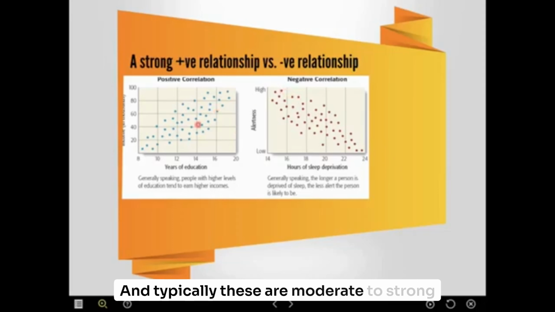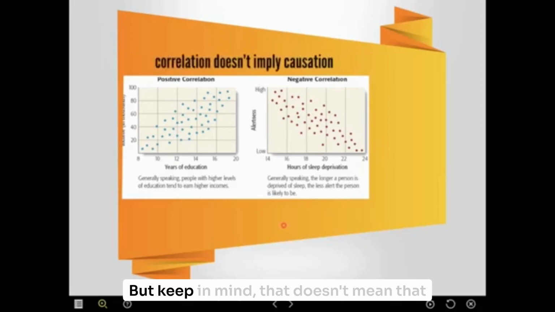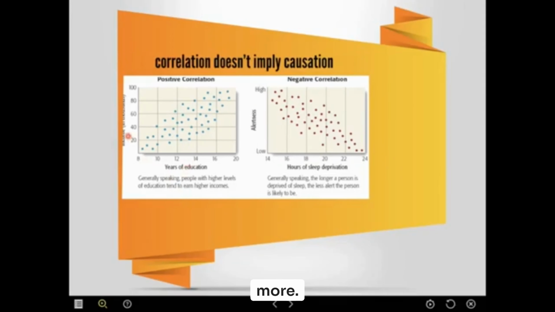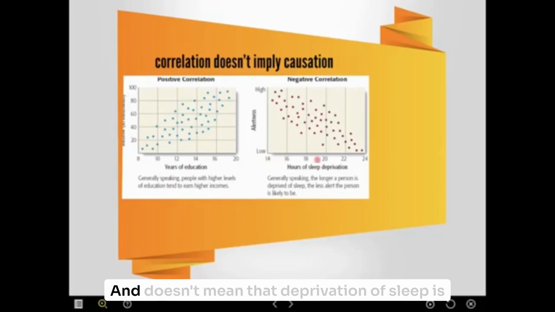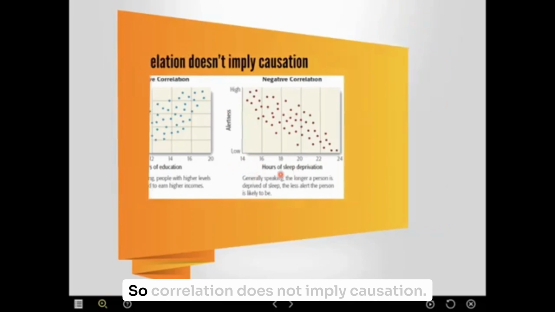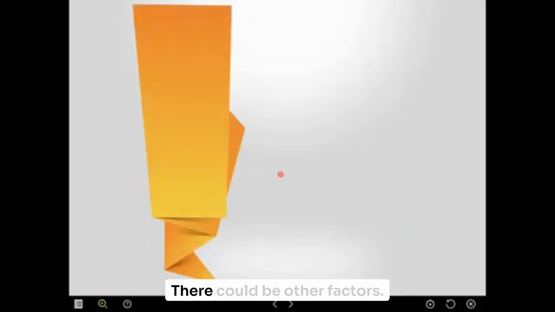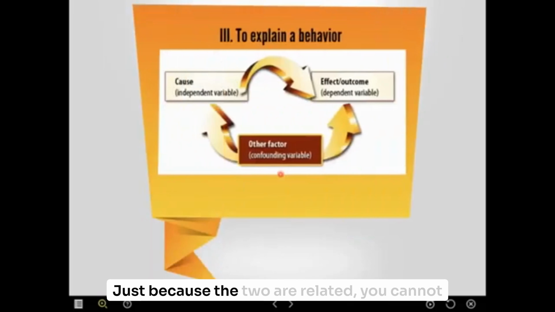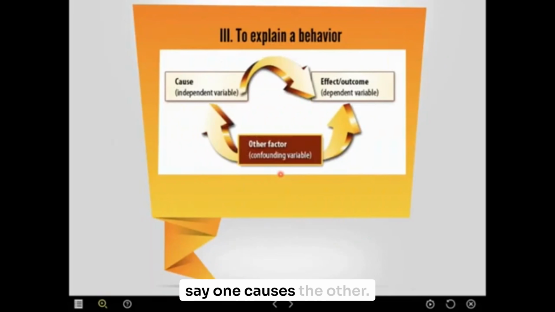Typically these are moderate to strong relationships, given how close these numbers are. But keep in mind, that doesn't mean that years of education is why you're earning more. There could be other factors, and it doesn't mean that sleep deprivation is a cause of alertness. There could be other factors related to it. So correlation does not imply causation. Just because the two are related, you cannot say one causes the other.